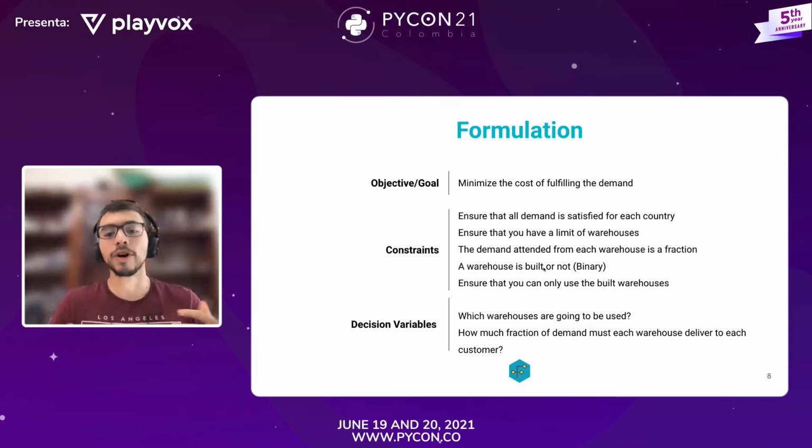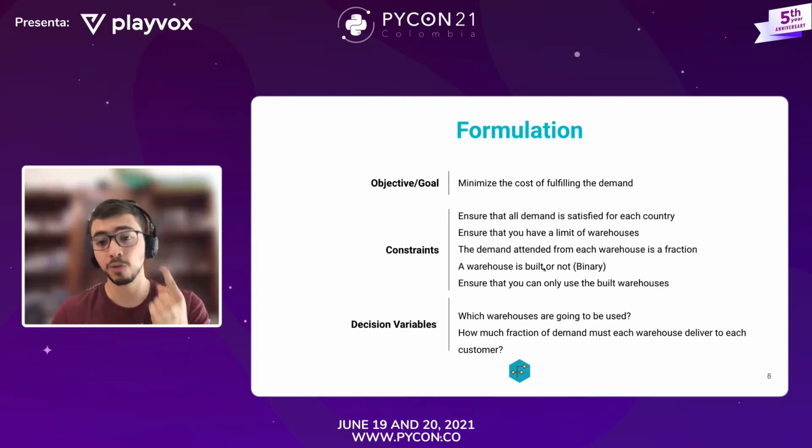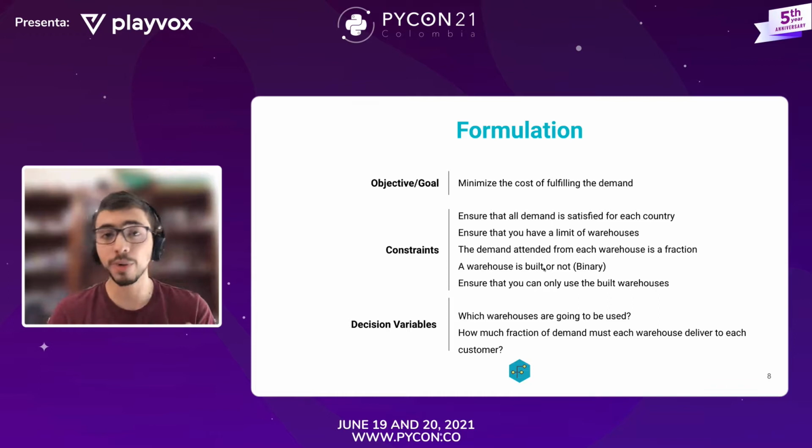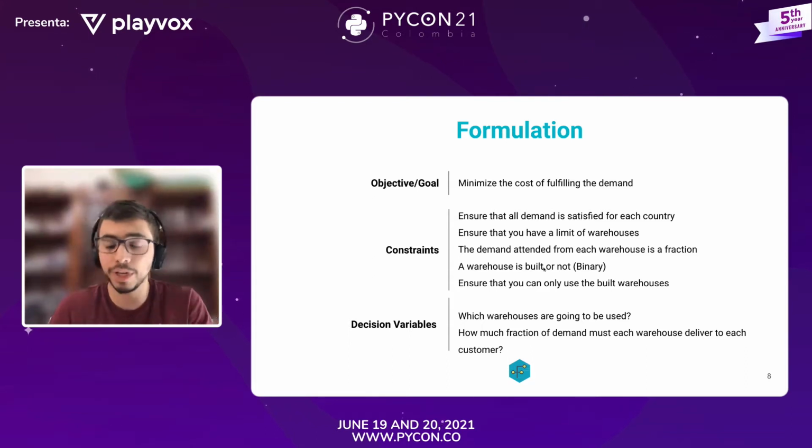And finally, what are our decision variables? We have 2 decision variables. First is which warehouses are we going to pick? Which are we going to use? Are we going to use Ciudad de Panama, Rio de Janeiro, Bogota, or Lima? And we have to define what fraction each warehouse is going to attend of each country. So we need to define if Bogota is going to attend 50% and so on.